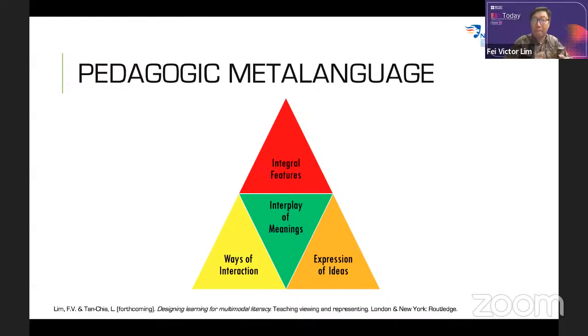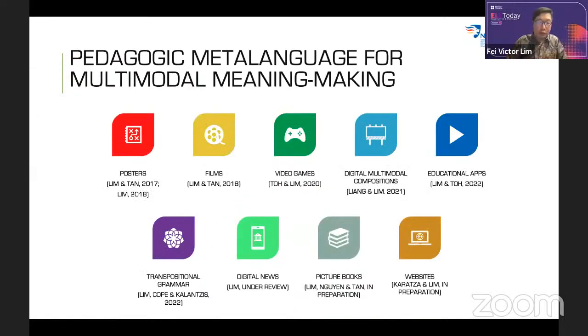So that is what we want to do with the pedagogic meta language, essentially giving students a way to think and talk about multimodal text. And over the last few years, I've been doing a lot of work trying to describe a set of meta language for different types of text that we can bring to the classroom. These are ways in which we can begin to help students reflect on the nature of this text and to describe the meanings that are made across a range of multimodal texts.